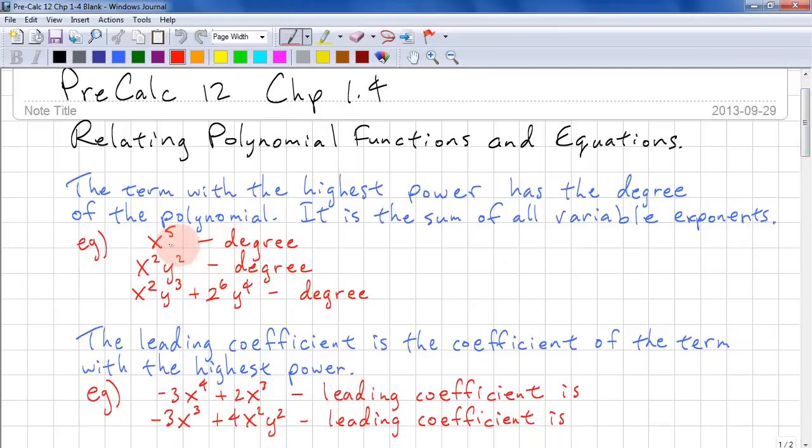For example, this one's easy, x to the power 5, so that's degree 5. X squared, y squared, we sum the exponents, so that's 2 plus 2, so this degree is 4. Here we have two terms. We have x squared y cubed, so the degree here is 5. Here we have 2 to the 6th, y to the 4th. The degree here is 4 because we don't take the exponent for constants. We only take exponents for variables. So the degree here again is 5.